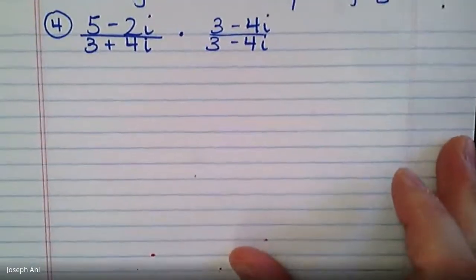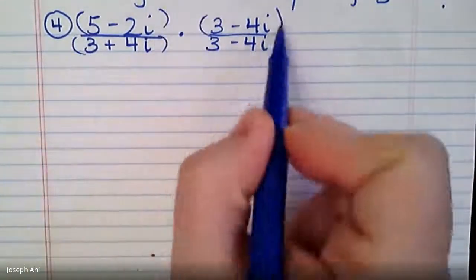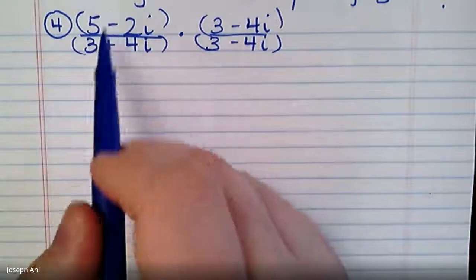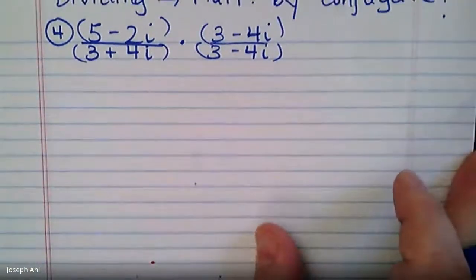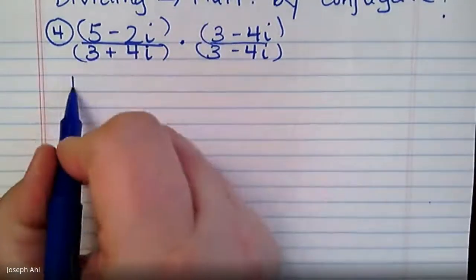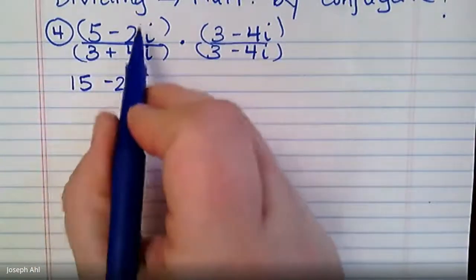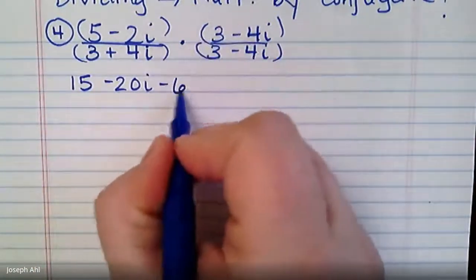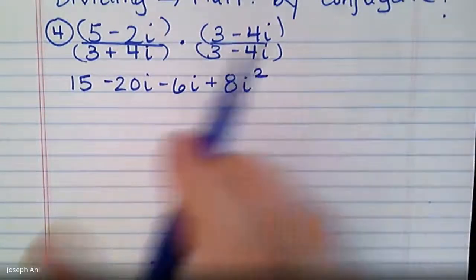Okay. And now that I've changed that middle sign, I can go ahead and do some multiplication here. Again, remember, it's going to just require some FOIL, or if you're a box methoder, go ahead and do that. So in the FOIL process, 5 times 3 on the top would be 15. 5 times negative 4i is minus 20i, then a minus 6i. The last term is going to become plus 8i squared.